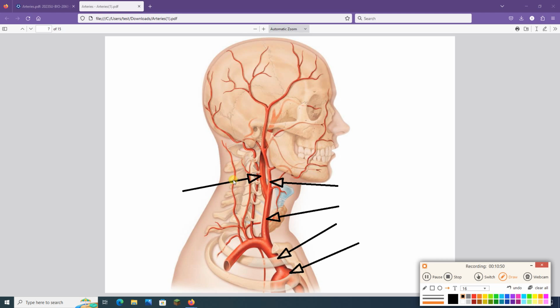Good general rule, internal carotid artery feeding the brain, external carotid artery feeding skull and face. I also see my lovely vertebral artery sneaking up back there through those foramina in those cervical vertebrae, sneaking up to the backside of the brain. All right.